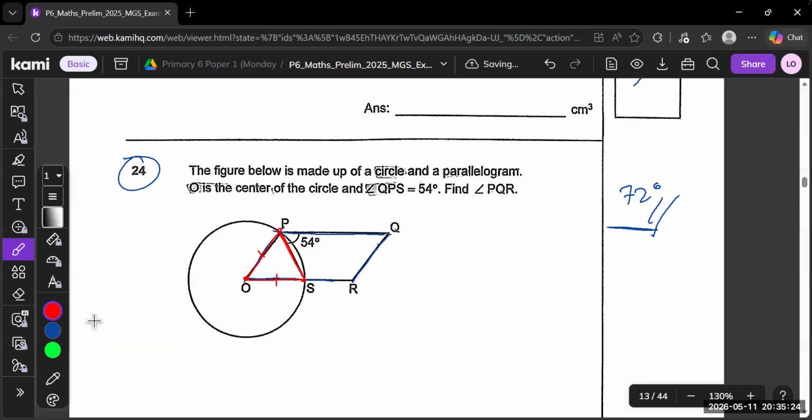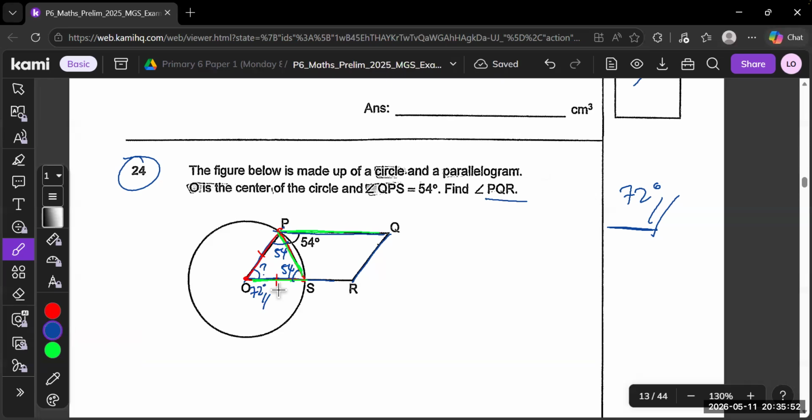Okay, then do you see a letter here? When there are two lines that are parallel, then they look for Z. So this is 54, and the other angle is equal. So where's your PQR? You're supposed to put the question mark here. So can we find that question mark? Yes. 180 minus 54 minus 54. That's how you get 72 degrees.